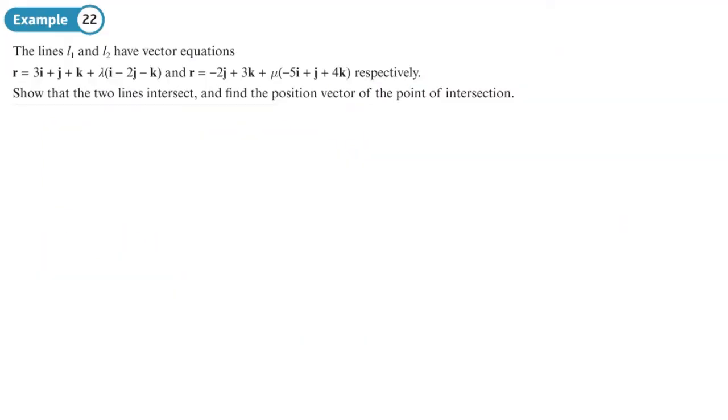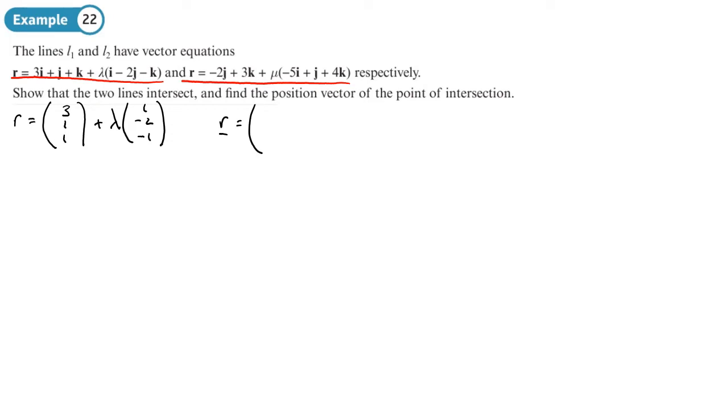So the lines L1 and L2 have vector equations which are here, like this, respectively. Show that the two lines intersect, find the position of the point of intersection. So step number one, what we're going to do is we are going to write them in column form. So (3, 1, 1) plus lambda (1, -2, -1) for that line, and then the other line in column form. So that will be (0, -2, 3). So that's because there's no i part to the second one. So this is basically this one, plus mu, and (-5, 1, 4).